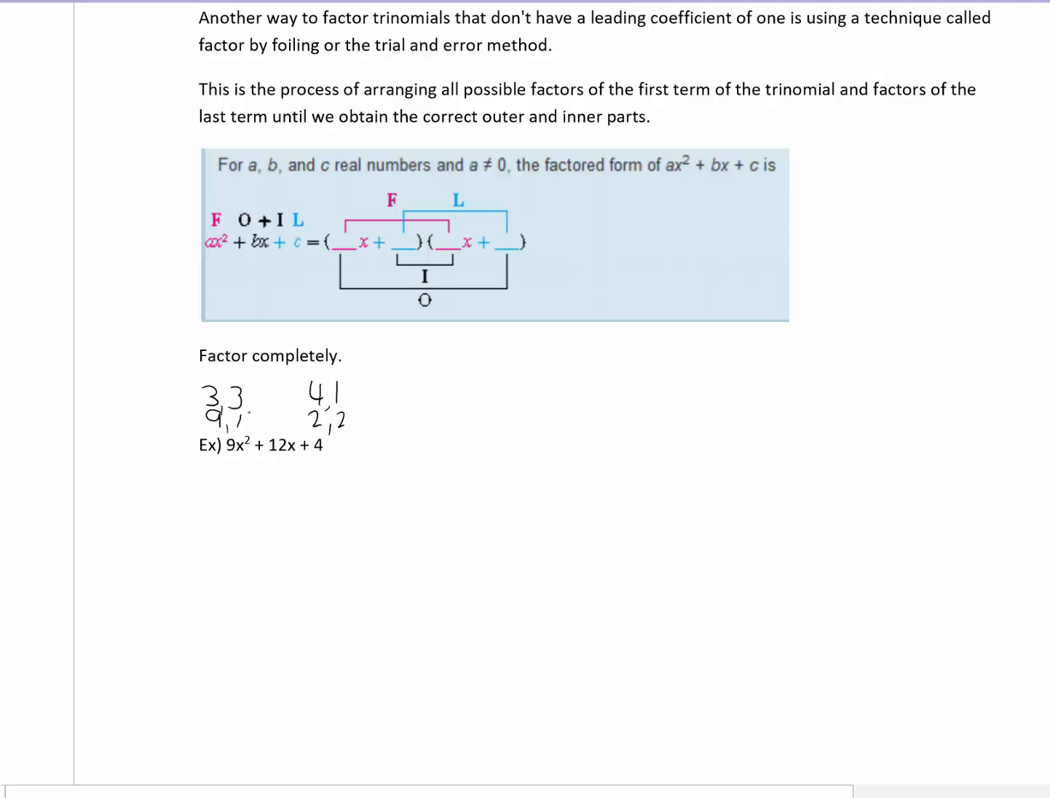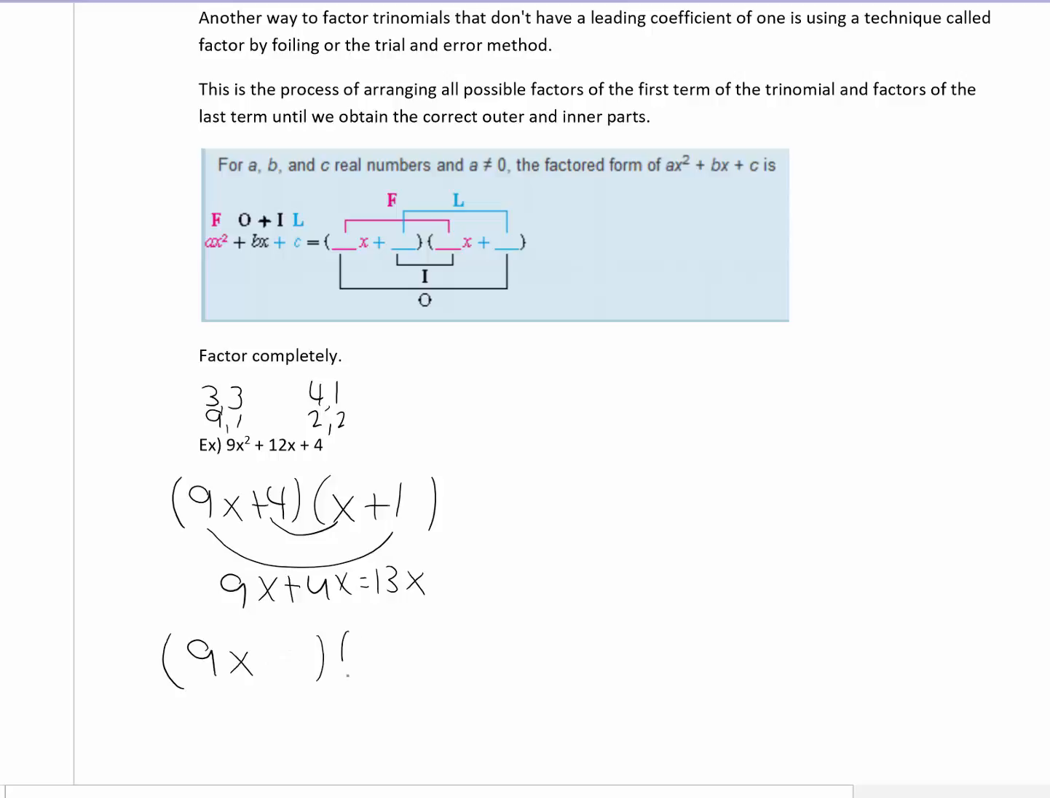So I'm going to start with 9 and 1. That means it's going to be 9x and x. Now, we need to determine signs also. Because the constant is positive and the middle term is positive, we know both of these signs are going to be positive also. All right, so let's try 4 and 1 first. So check the outer and the inner. That's 9x plus 4x. It's 13x. That doesn't work.